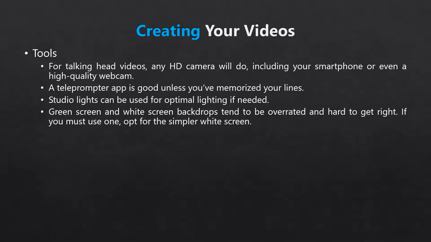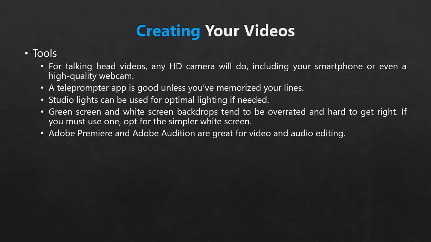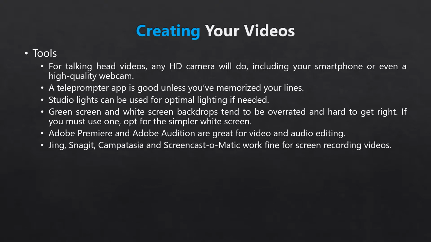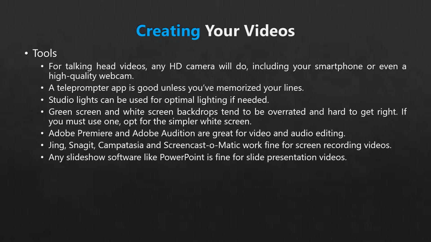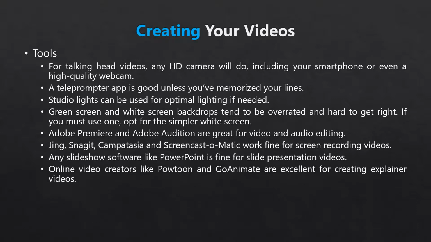For video and audio editing and post-production, you'll want good software suites like Adobe Premiere for video and Adobe Audition for audio. For screen recordings, a free screen capture software like Jing might be sufficient, but paid tools like Camtasia, Snagit, and Screencast-O-Matic tend to have higher video quality. For slide presentations, use any presentation software like PowerPoint and simply import your narration file or narrate in real time while recording the presentation.